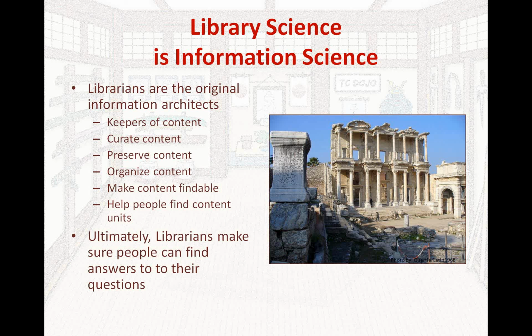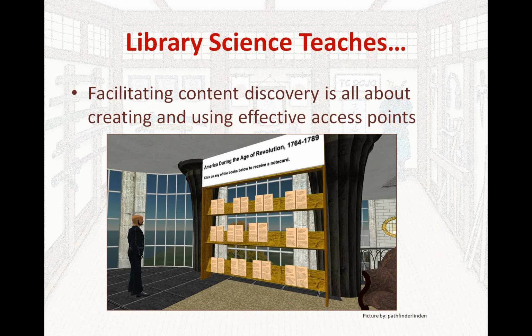Librarians keep the content, they curate it, they move it around, they change the categorization structures periodically, they preserve the content, they organize it, they make it findable and ultimately help people find content units. They are the people who make sure someone can find the answer to their question. And if you're looking at implementing metadata strategy in a content management system, you are forcing this issue. You are figuring out how to help people who are looking for content units find the answers they seek.